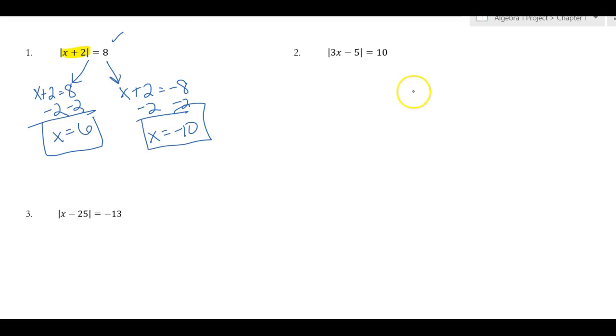Okay. All right, I would like you to try and set up number 2. Remember that you have to keep the inside the same. Let's see if you're able to break it down and set it up. Once you think you have it, press play.